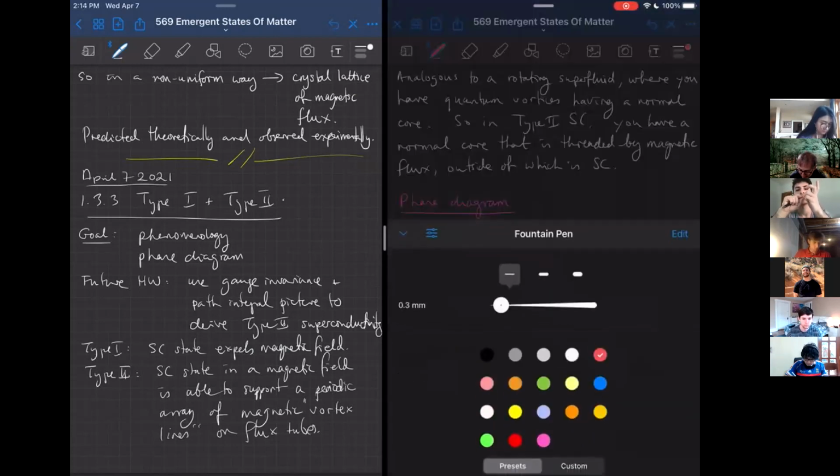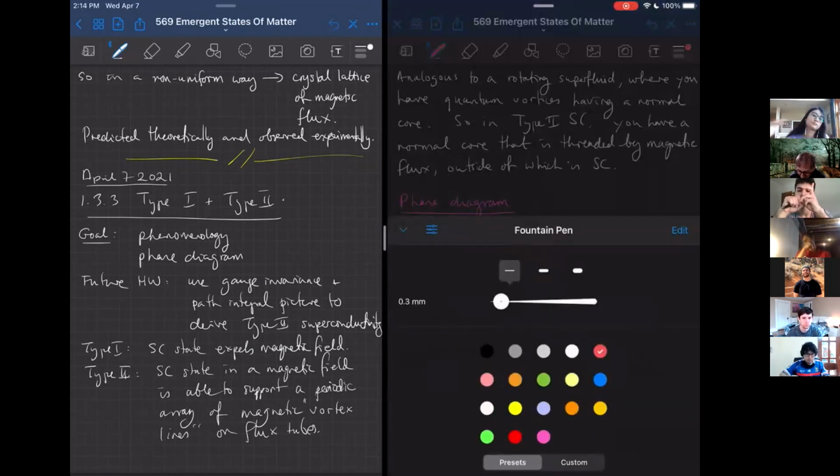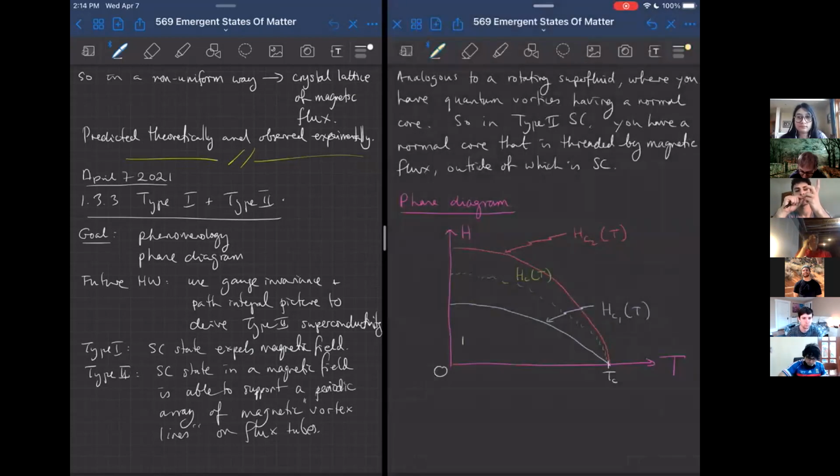And now let's label the various phases. This is the Meissner phase, where there's complete expulsion. This phase here is the Abrikosov phase, where you have an Abrikosov vortex array. And then outside of that, you have the normal state. And so this is our phase diagram for a type 2 superconductor.